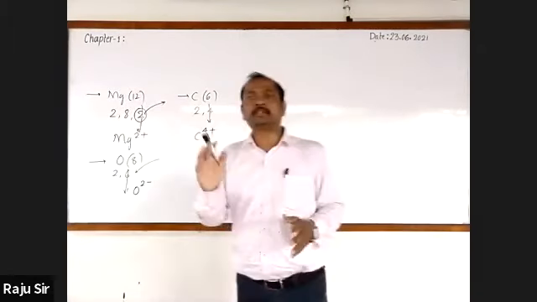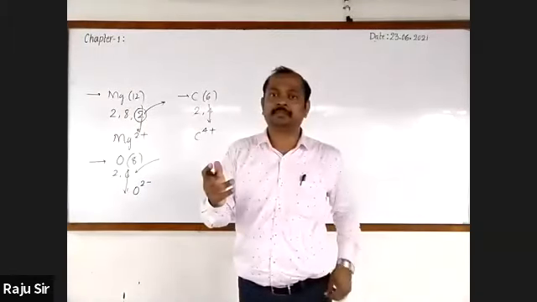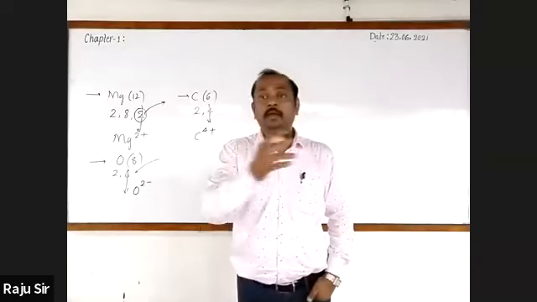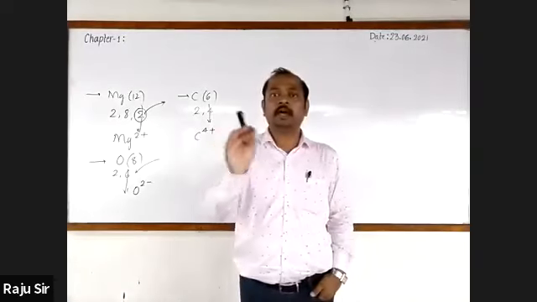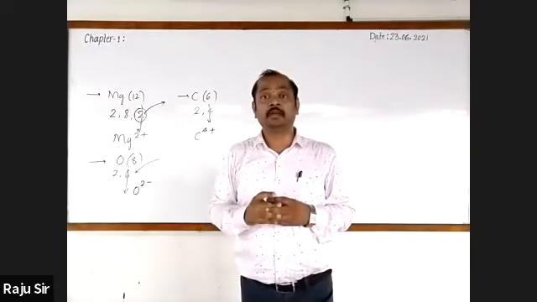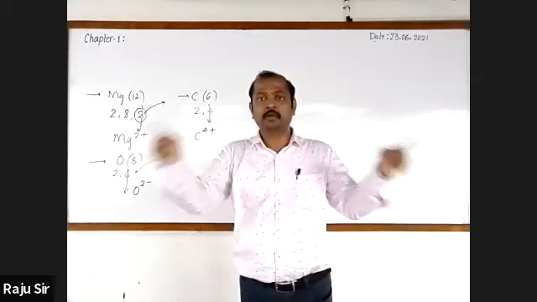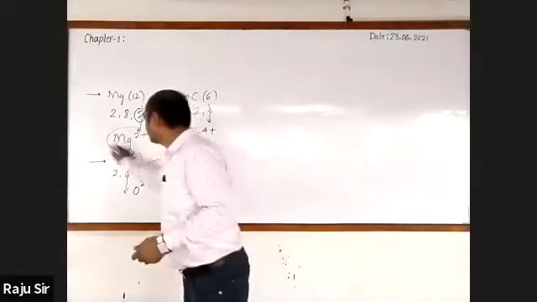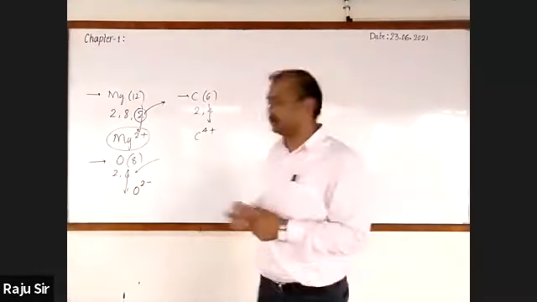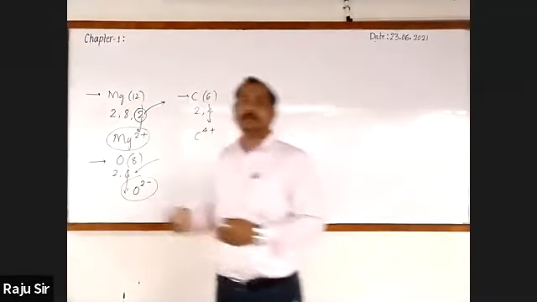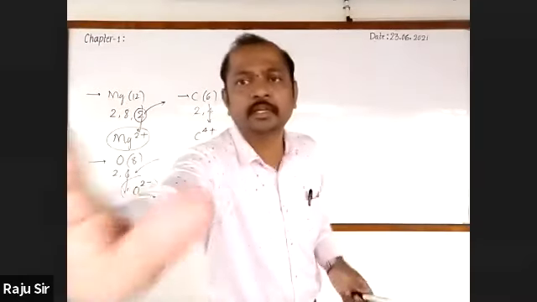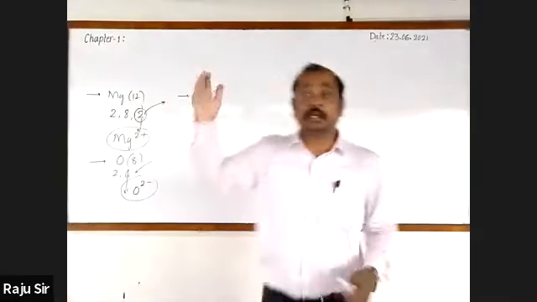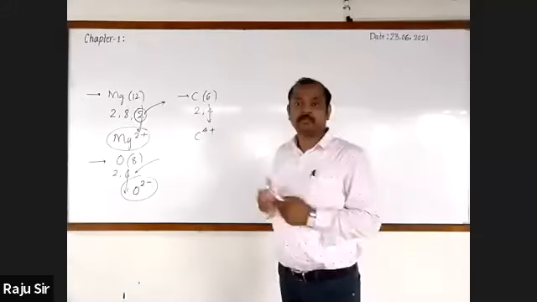In general, a charged atom is called an ion. There are 2 types of ion. One is a positively charged ion, called a cation. A negatively charged ion is called an anion. Yesterday, we had listed both cations and anions, right?